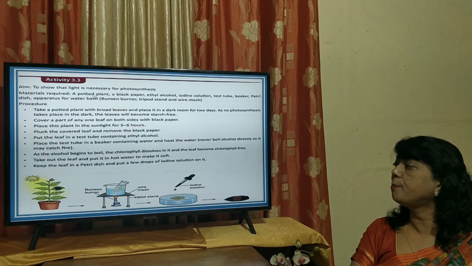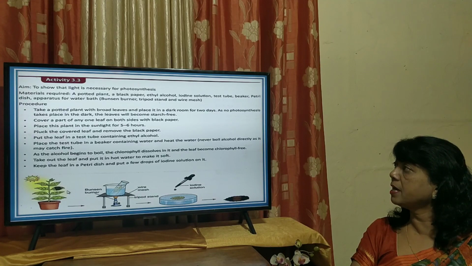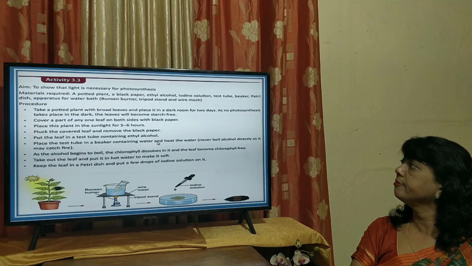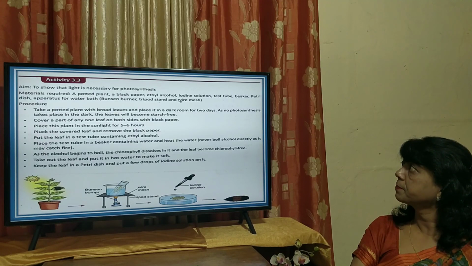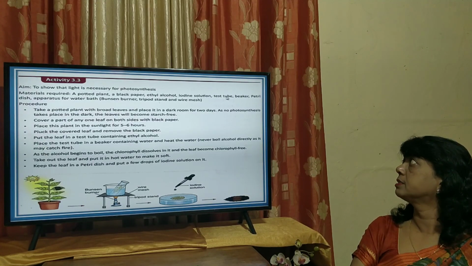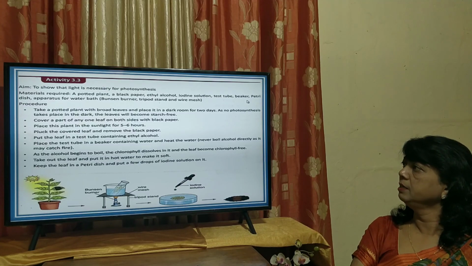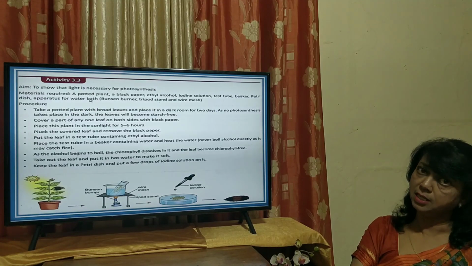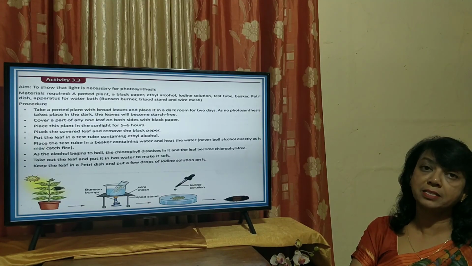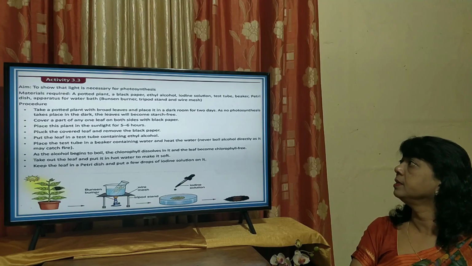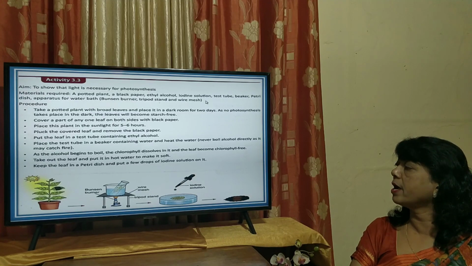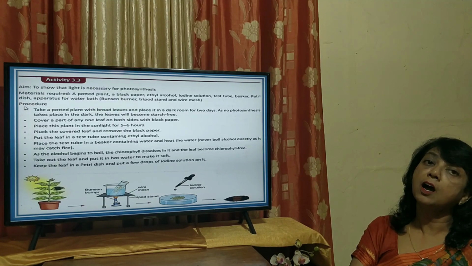They are a potted plant. This is a potted plant. A black paper. This is a black paper which we will be clipping onto the leaf. Ethyl alcohol, iodine solution, test tube, beaker, petri dish, and apparatus for water bath that we have used for testing starch in a leaf. That is Bunsen burner, tripod stand, and wire mesh. How will we perform this?